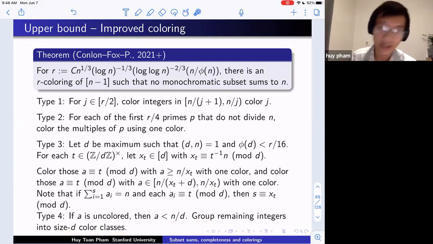And now we guarantee that each color class has sum smaller than n. So we also avoid n as a monochromatic subset sum. And once we piece together all four types of color classes, we can see that this is the number of colors that we need.